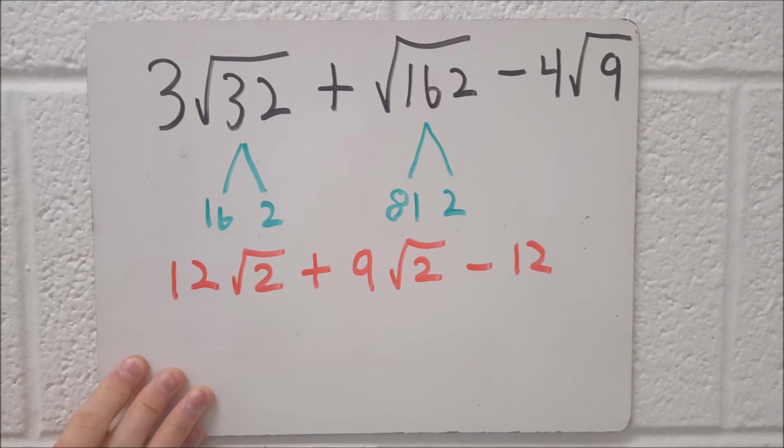Again, you will do the same thing for the 81 and the 2 to get 9 on the outside and 2 on the inside. You will also square root the 9 and multiply it by the outer 4 to get 12, and then carry down the signs from the top.